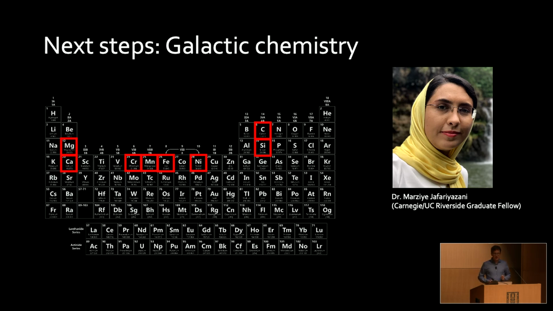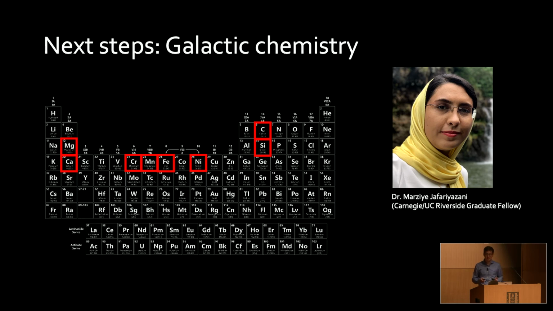And one way to learn about that early time is to study the chemical composition of stars in these lens galaxies. That can tell us about what kinds of stars are formed over what time period. Marzi Jafarizani has been leading work on this. And for one of our lens galaxies, she's measured the amount of 8 different elements. And you can see them boxed on the periodic table here.